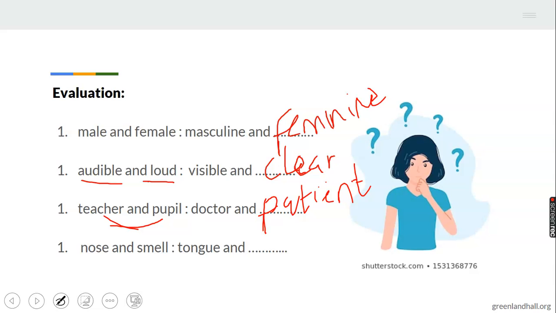Now we have nose and smell, tongue and, what do you do with the tongue? You use it to taste. Tongue and taste. Very good. Very, very good. Please give yourself a round of applause. That's good. That's very good.